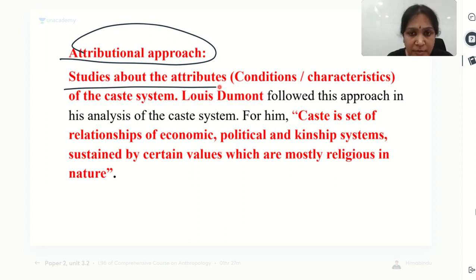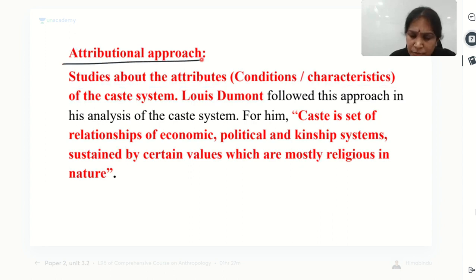What do you mean by attributes? Attributes means characteristics. So when you study the caste system, if you study the characteristics of the caste system, that kind of approach is known as attributional approach. Is it clear? We are discussing approaches to study caste system. Approaches to study caste system means how to study the caste system. One approach is attributional approach. It studies about attributes. Attributes means conditions or characteristics.